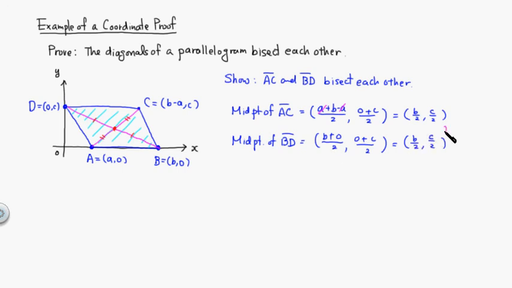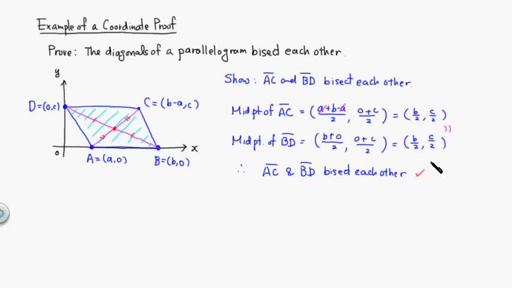Since these match, we know that therefore AC bisects BD. I mean, maybe I should write: AC and BD bisect each other.